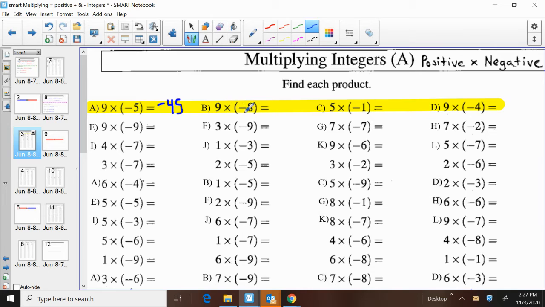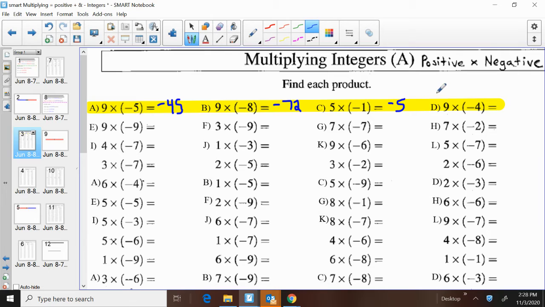Positive 9 times negative 8. A positive times a negative. So I know my answer is going to be negative. Then I just have to multiply 9 times 8, which is 72. And then I'm multiplying positive 5 times negative 1. A positive times a negative, different signs. My answer is going to be negative. 5 times 1 is 5. So my answer, positive 5 times negative 1, yields an answer of negative 5.